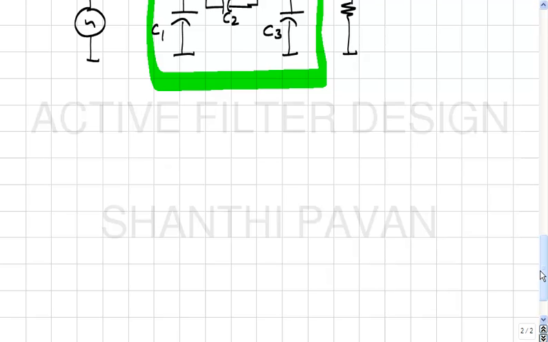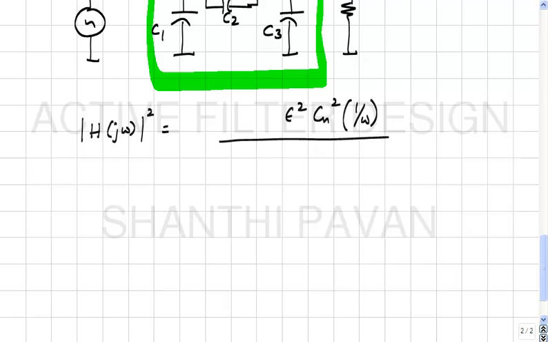So let me take an example. For the inverse Chebyshev, what is the magnitude squared response? It's epsilon square Cn square of 1 by omega divided by 1 plus epsilon square Cn square of 1 by omega. Correct? And clearly, what is the maximum value of this transmission?